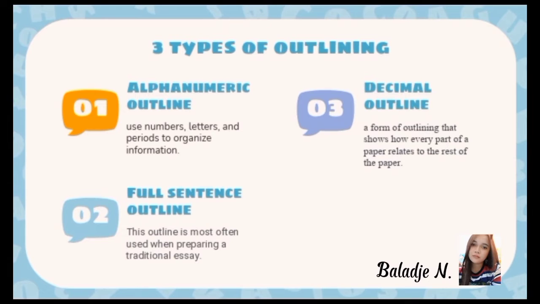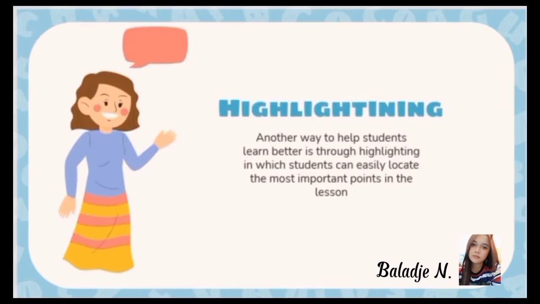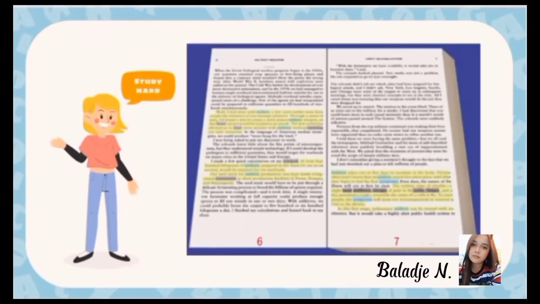Third is the decimal outline. Decimal outline is a form of outlining that shows how every part of a paper relates to the rest of the paper. Next is highlighting. Another way to help students learn better is through highlighting, in which students can easily locate the most important points in the lesson. When reading is necessary for work or study, a helpful way of making important information in a text stand out is to mark it with a pen. In this way, it helps you to think carefully about the main points in the text.